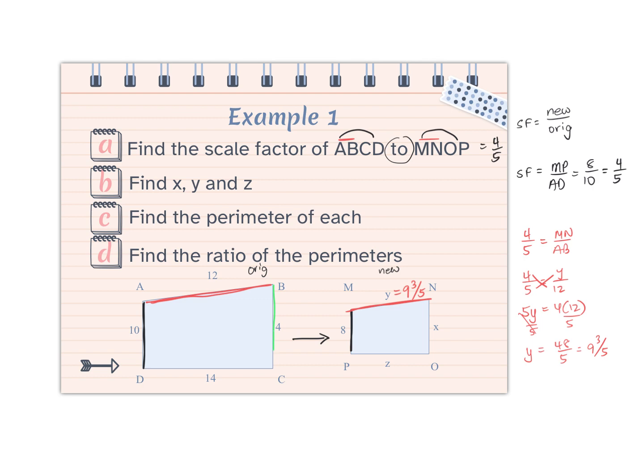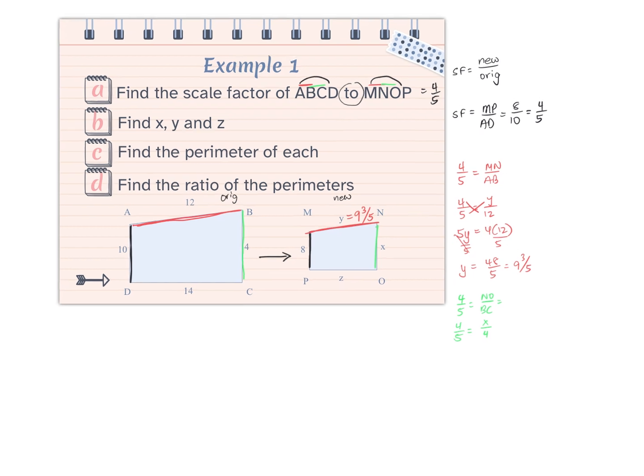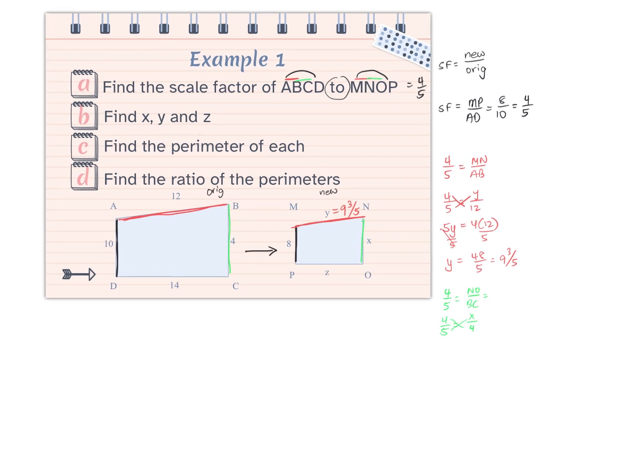So I know, for example, BC goes with NO. So I'm going to do, again, I know 4/5 is my scale factor. I know that NO over BC are going to have that same ratio, right? So 4/5 equals NO over BC, and I know that I'm going to use cross products. So 5x equals 16, and x equals 16 over 5, or x equals 3 1/5. So x is 3 1/5.